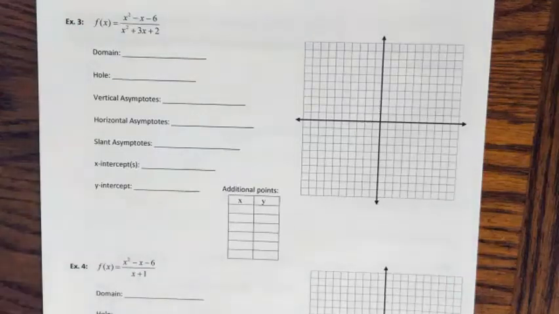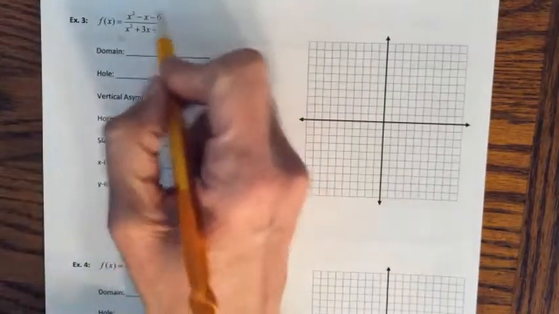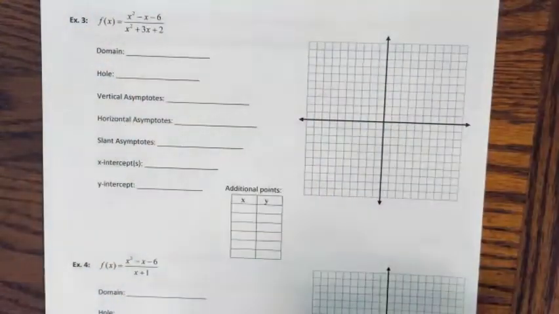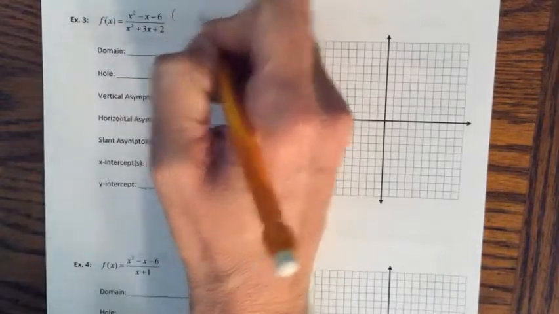All right, we're on example 3 of section 2.6, rational graphs. And so we're looking at the rational graph (x squared minus x minus 6) divided by (x squared plus 3x plus 2). Again, the first thing I recommend you do is to factor the numerator and the denominator completely. So let's do that.